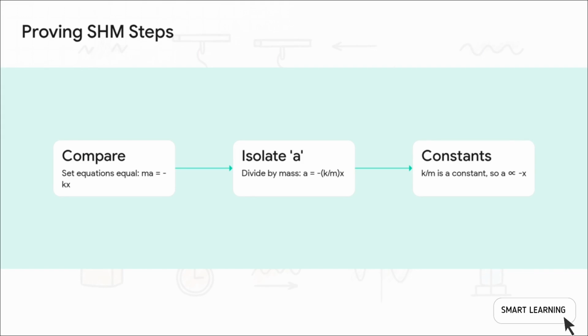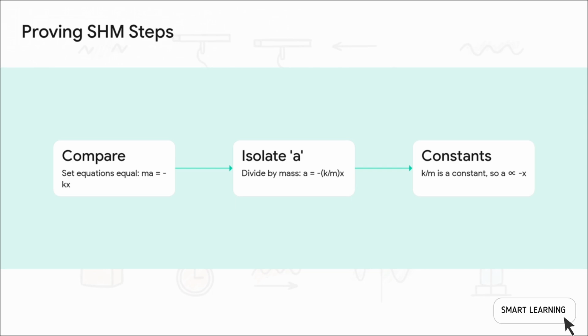Step 1. Since both of those equations equal F-res, we just set them equal to each other. So m times a equals negative k times x. Step 2. We need to isolate acceleration, a, because remember, that's what our finish line requires. If we just divide both sides by m, we get a equals negative k divided by m, all multiplied by x.